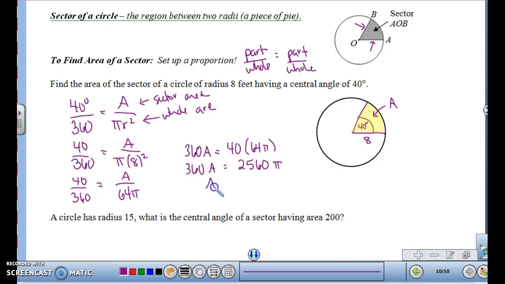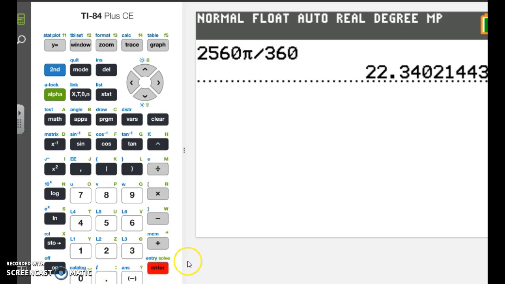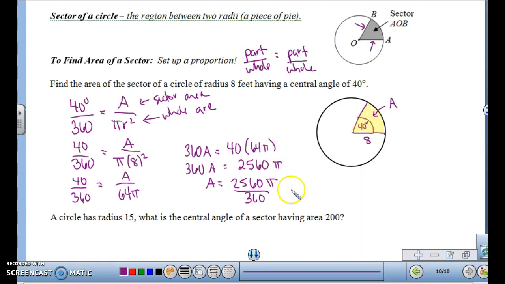And to solve for A, we have to divide by 360. So 2560 pi divided by 360. So I go to my calculator. 2560 pi divided by 360. And it's approximately 22.34. Now, since this is an area, and this is in feet, area is in square units, so this is going to be 22.34 square feet. So that is your answer.